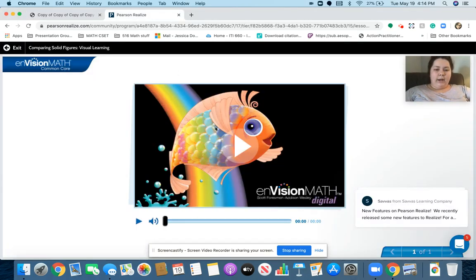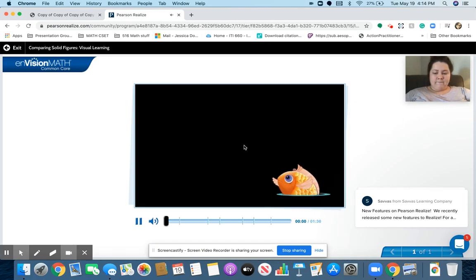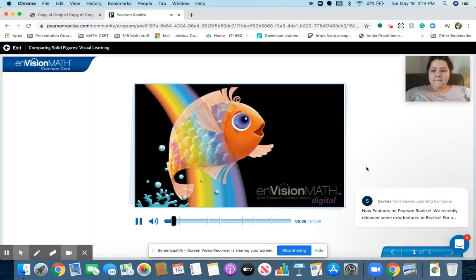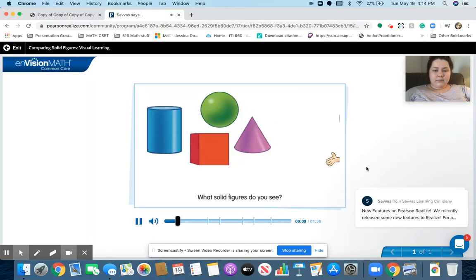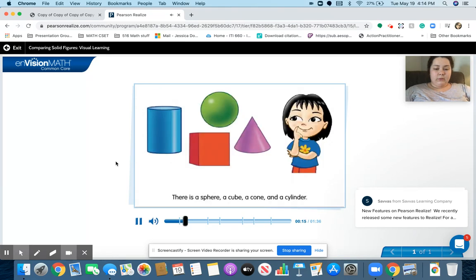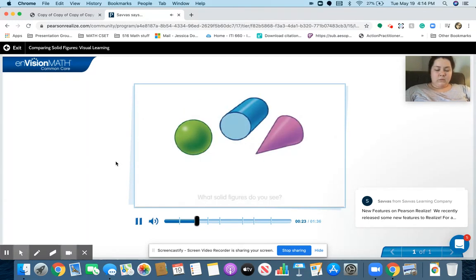Let's look and see what Rainbow Fish says. What solid figures do you see? Which ones do you see, scholars? I see a cylinder, like we talked about before, a cube, a sphere, and a cone. There is a sphere, a cube, a cone, and a cylinder. What solid figures do you see? Oh, there is a sphere, a cone, and a cylinder.